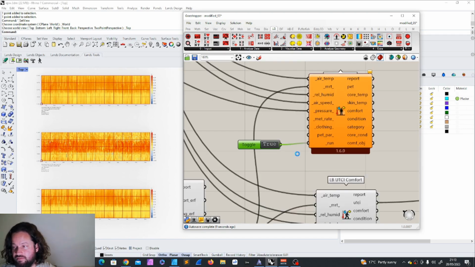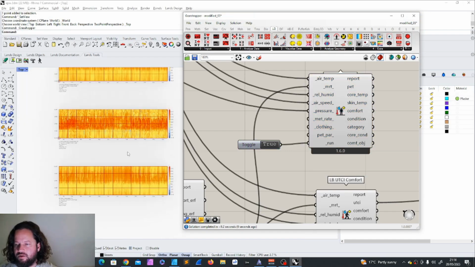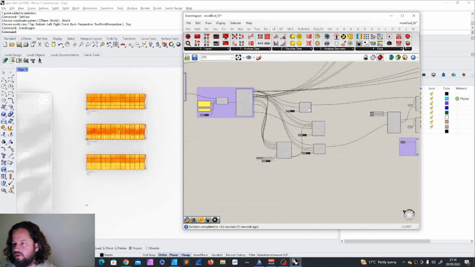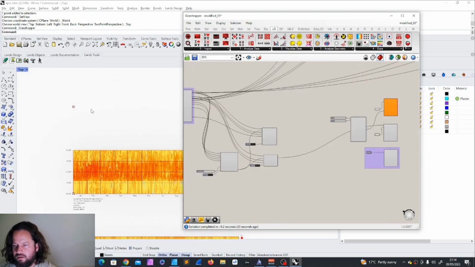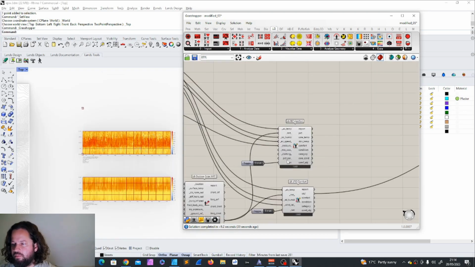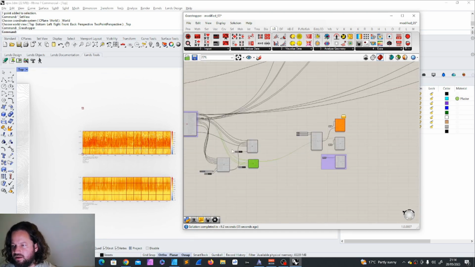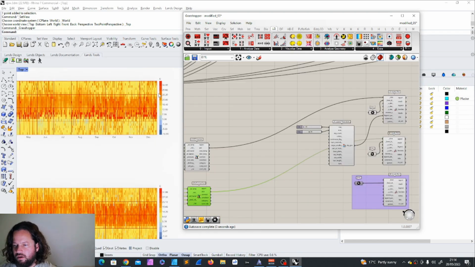It calculates significantly longer. Let's compare. I will just kick out one of these. So let's not use that. This was just the simple version. Now we're comparing this one, the PET, to the UTCI. So PET on the top, and it looks quite different.